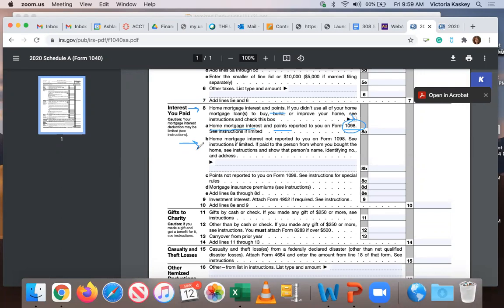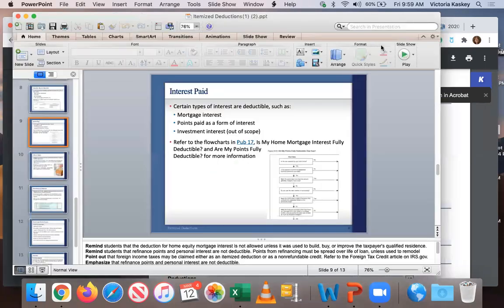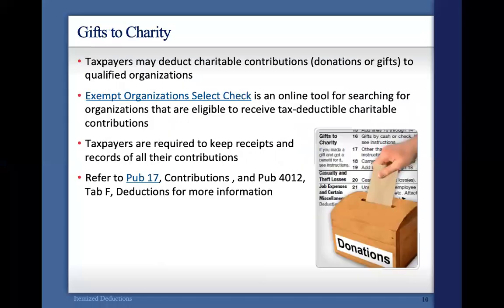Let's say, for example, your cousin lends you money and charges you interest. That's still going to be allowed, even though it wasn't from an actual mortgage lender. And of course, your cousin wouldn't necessarily provide you with a 1098, but it's still deductible nonetheless.